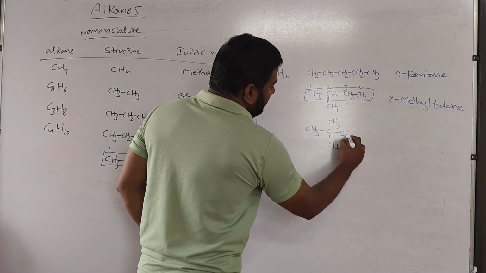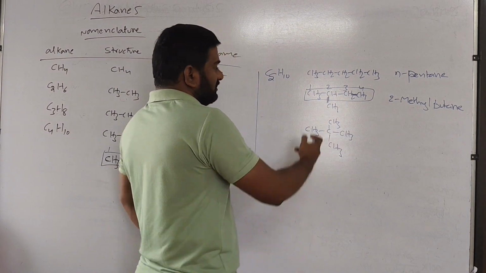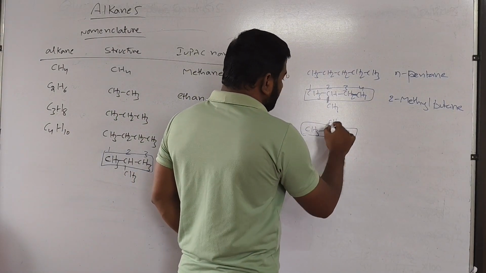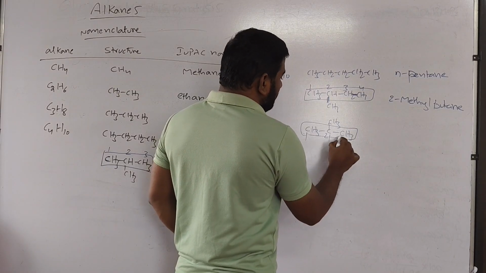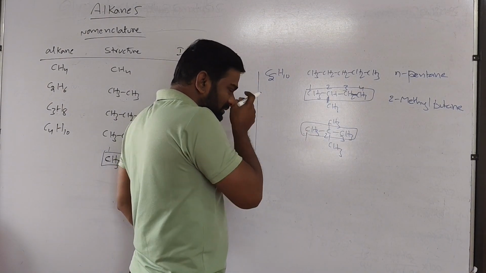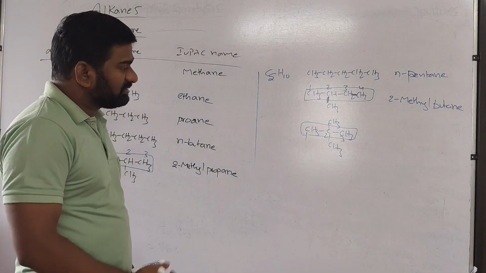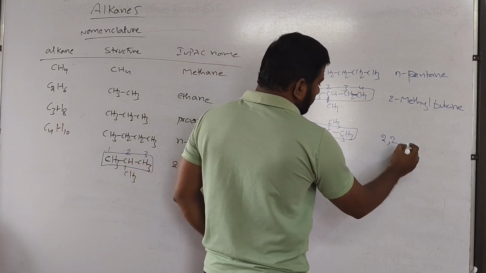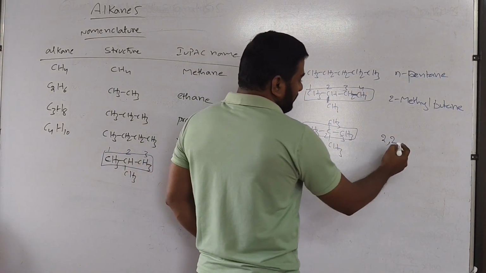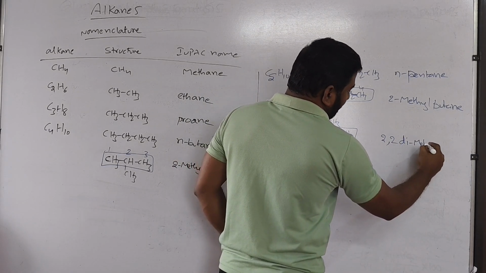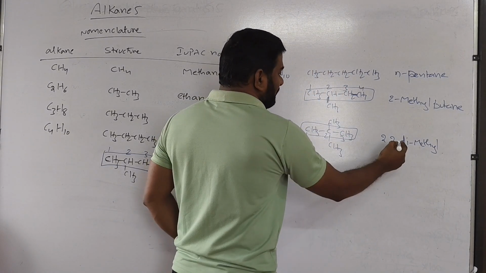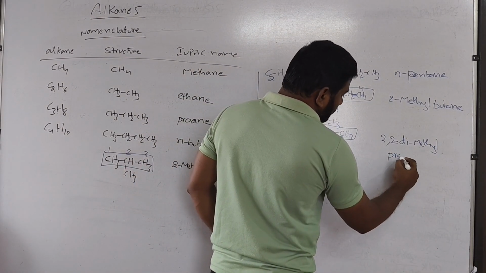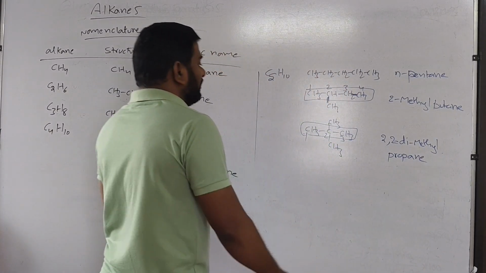One more we can write with CH3, CH3, and also CH3. This is neopentane. Based on the longest chain, these two become substituents at the second position, so 2. How many substituents are there? Two, both the same, so 2,2 is written, to come up with dimethyl. In the longest chain 3 carbons are there, so propane. So 2,2-dimethylpropane.